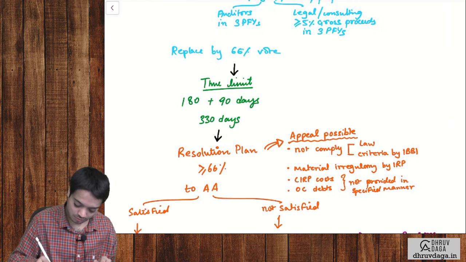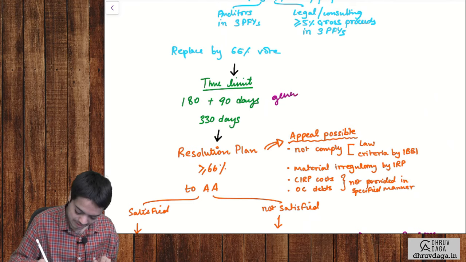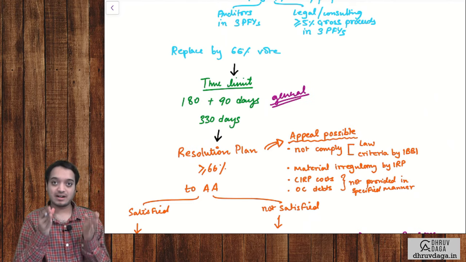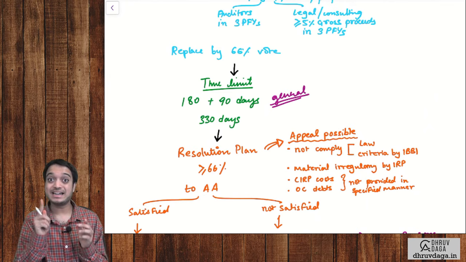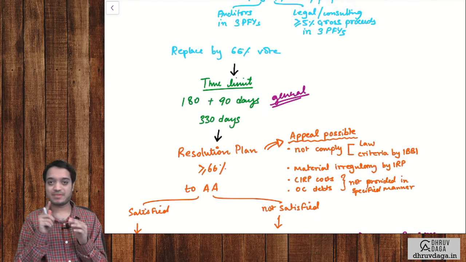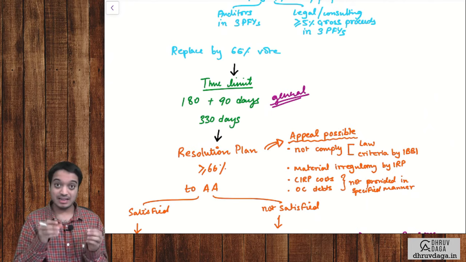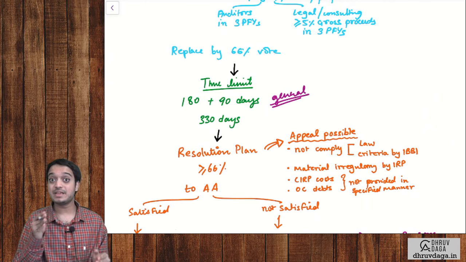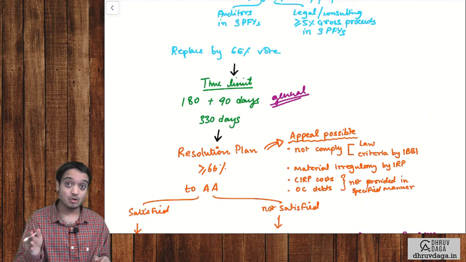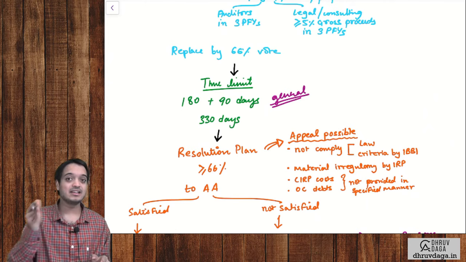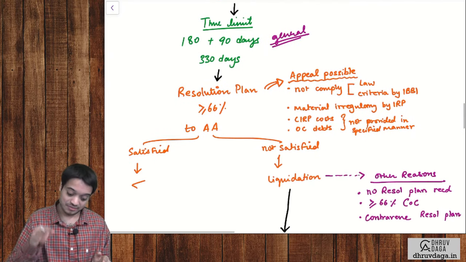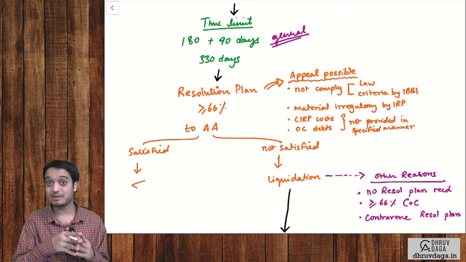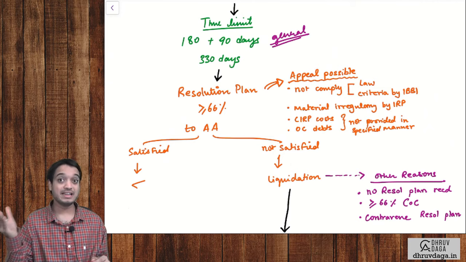The general rule for time limit is 180 days plus 90 days. जनरल रूल सेज कि मैक्सिमम 180 डेज प्लस अ वन टाइम एक्सटेंशन ऑफ मैक्सिमम 90 डेज कैन बी गिवन. हाउएवर द इंसॉल्वेंसी प्रोसेस शुड बी कंप्लीटेड विद इन अ टोटल पीरियड ऑफ 330 डेज इंक्लूडिंग द एक्सटेंशन एंड लीगल प्रोसीडिंग्स. नाउ इफ विदिन दिस 330 डेज दिस इंटायर प्रोसेस इज नॉट कंप्लीटेड देन यू विल गो इन फॉर लिक्विडेशन.